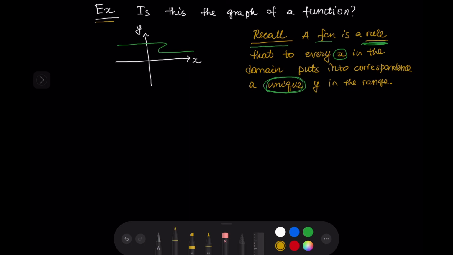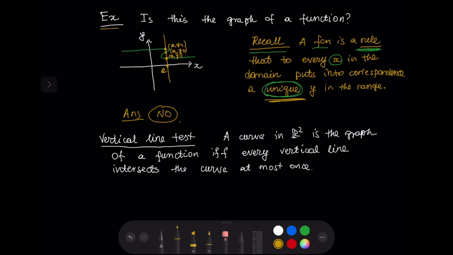Let us draw a vertical line here on the graph. We can see that this vertical line intersects the graph in 3 points that have the same x-coordinate, which we can denote by a, right? So these are points (a, y1), (a, y2), and (a, y3). To one x-coordinate a, there correspond 3 y-coordinates, y1, y2, and y3. But we must have a unique y-coordinate corresponding to a given x coordinate. So this graph is not a graph of a function. The answer is no.